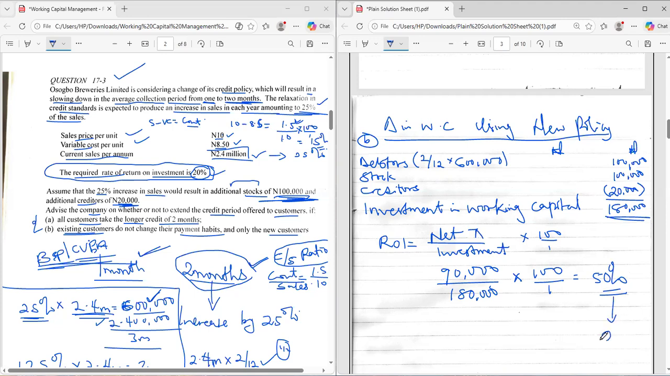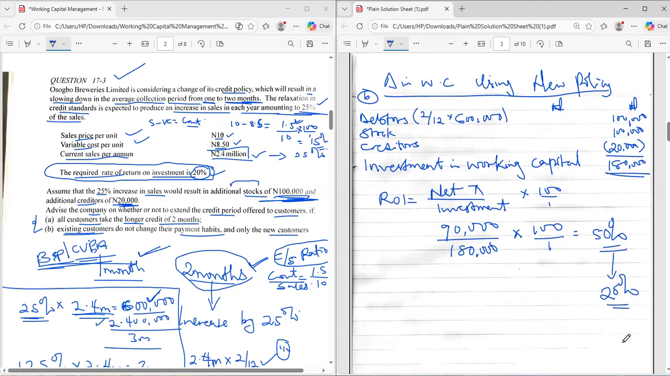Compare it with 20%. What do we do? Should we go ahead with the investment or not go ahead with the investment? We should go ahead, sir. Yes, we should go ahead. 50% is higher. So any question before we proceed?